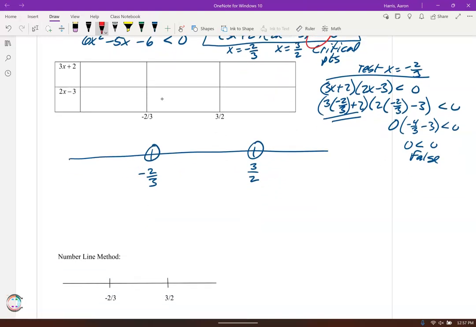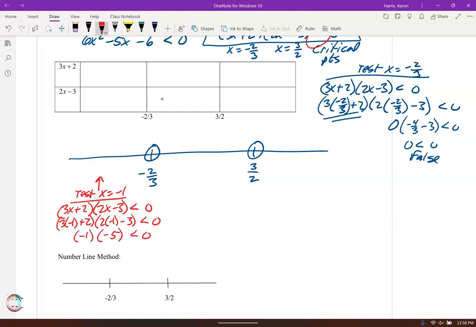So let's test something to the left of negative 2/3, like maybe negative 1. So I got 3 times negative 1, so I got negative 3 plus 2. I got negative 1 times negative 2 minus 3 is negative 5. Is 5 less than 0? And you say, nope, false.